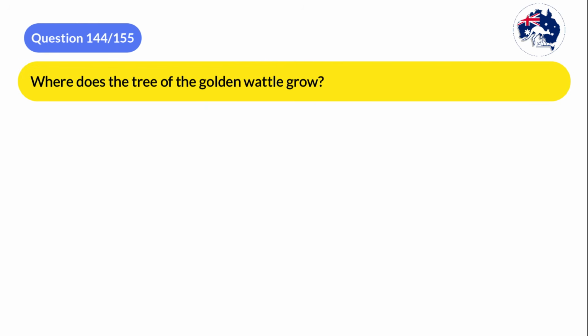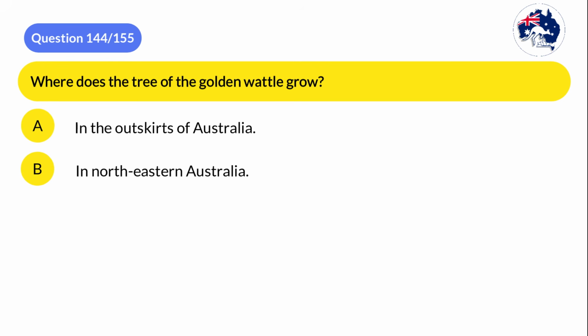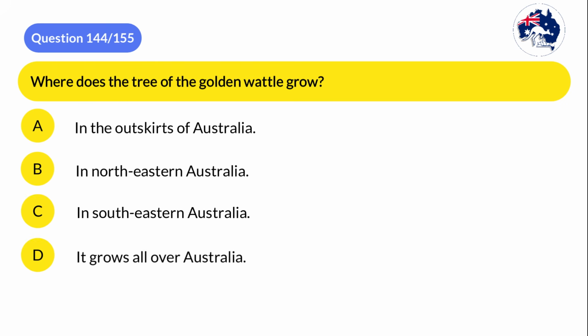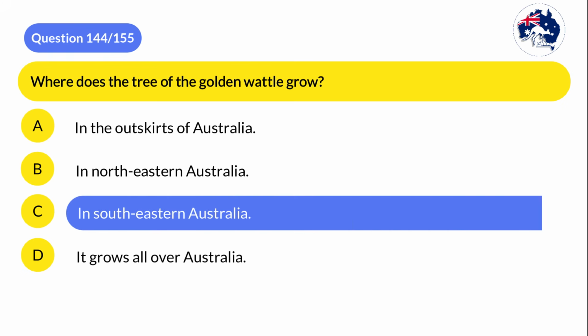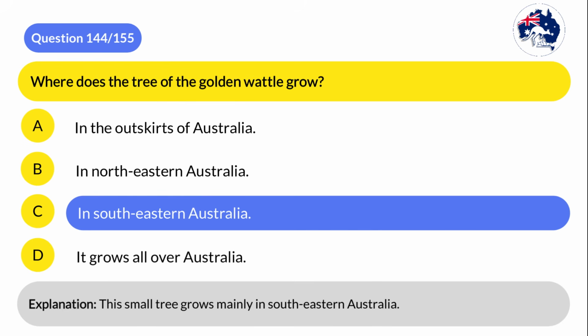Question 144. Where does the tree of the golden wattle grow? A. In the outskirts of Australia. B. In northeastern Australia. C. In southeastern Australia. D. It grows all over Australia. The correct answer is C. In southeastern Australia. Explanation: this small tree grows mainly in southeastern Australia.